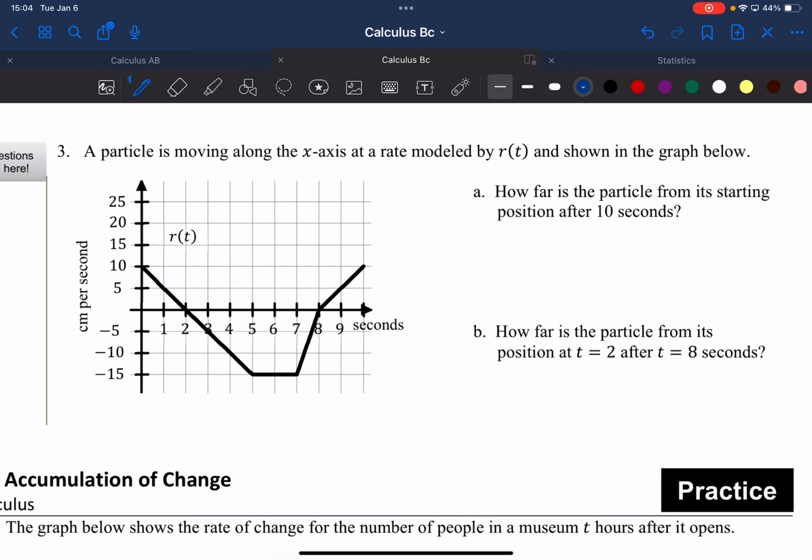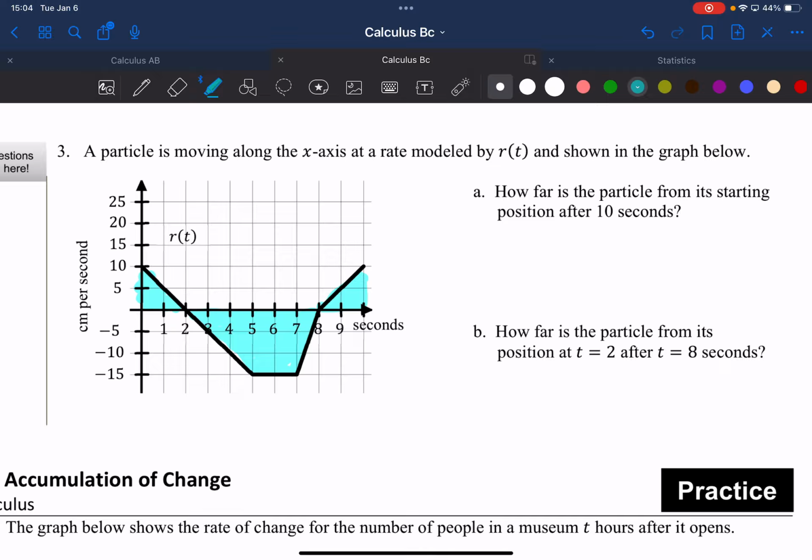So in example 3, it says a particle is moving along the x-axis at a rate modeled by r of t, shown in the graph below. Before we look at A and B, those two questions, what we're going to do first is highlight all those areas. So I have one here, one down here, and then one up here.